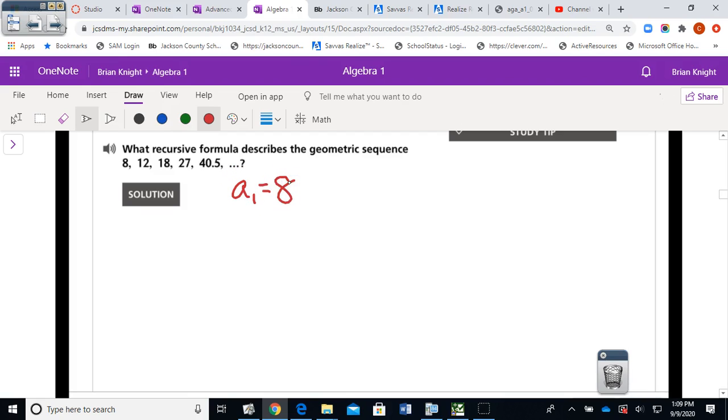8. Okay? And then A sub n. Very, very simple. What are you doing to get the next number? And it is geometric, so you know you're multiplying by something. How do you figure out what you're multiplying by? Just divide. So I'm going to pick the simplest one. 12 over 8. What does that reduce to?